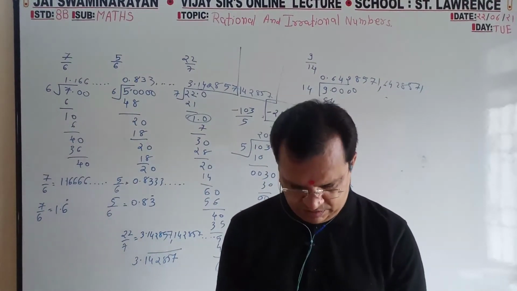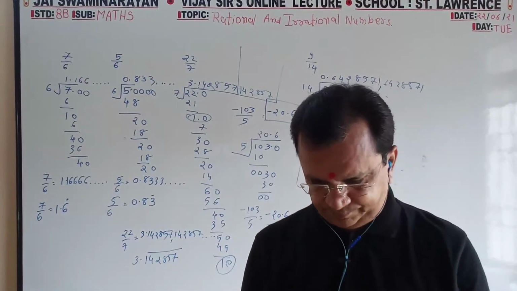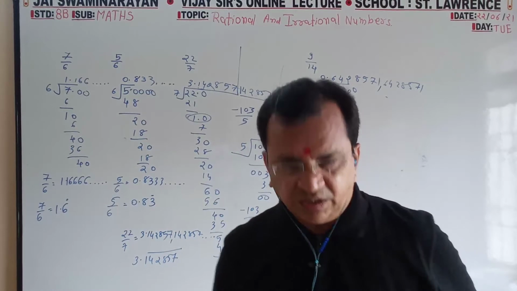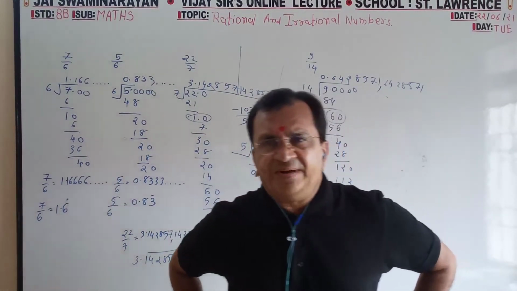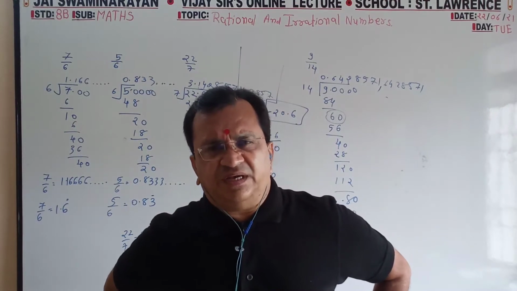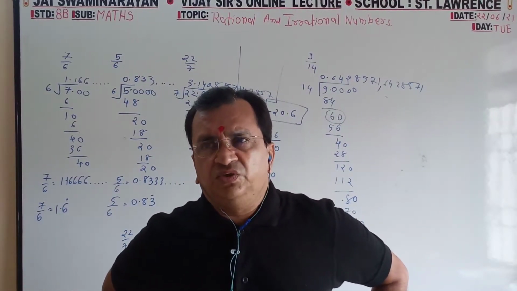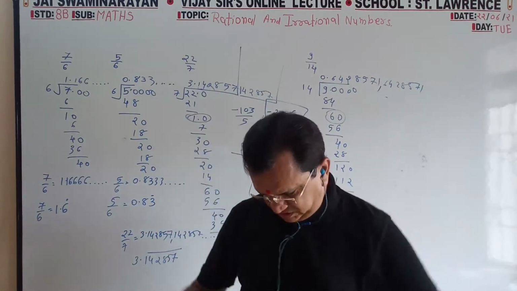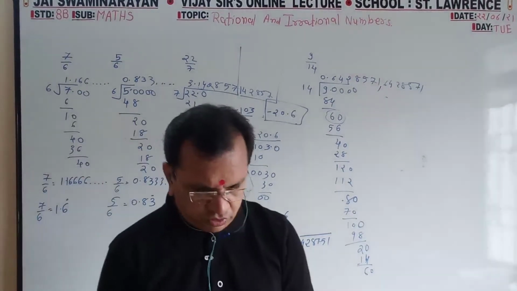Now diagrams. Diagrams are very important to show an irrational number on a number line. What is the question? To show an irrational number on a number line. So how to do that?